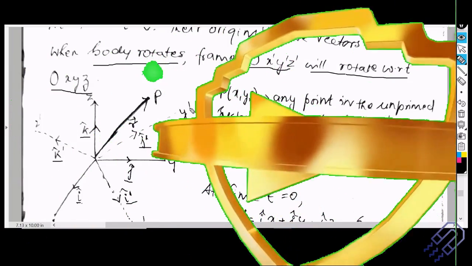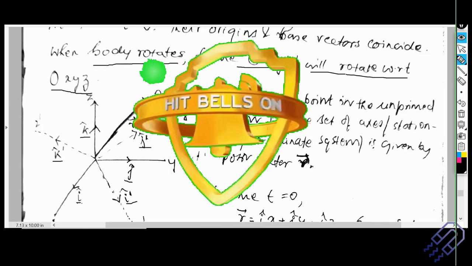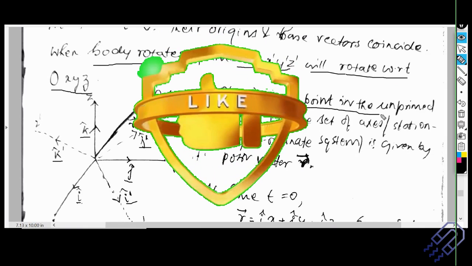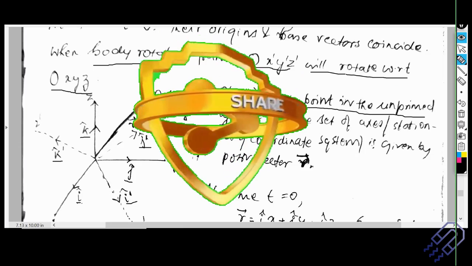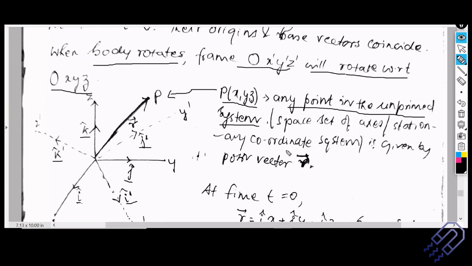When you want to define the position of this particular point p, it is p(x, y, z) in the space set of coordinates. Any point in the unprimed system, as we usually call it, is p. It will be defined by this space set of axes or stationary coordinate system. It depends on what kind of terms are used in different books, but I've tried to include all the possible terms.